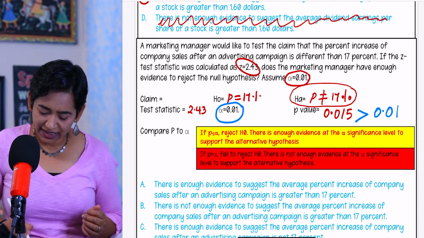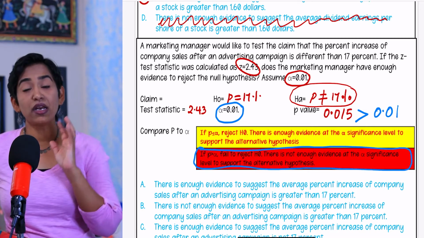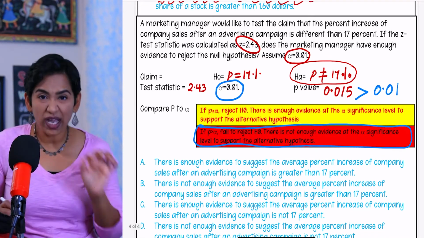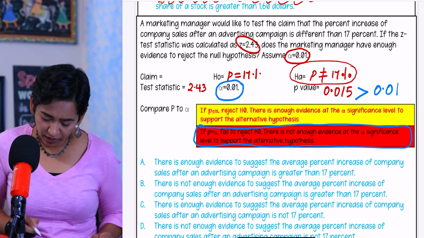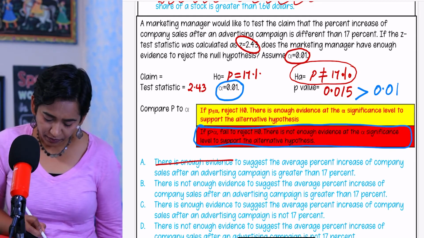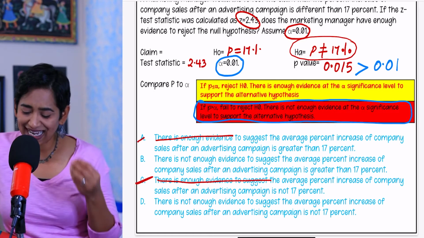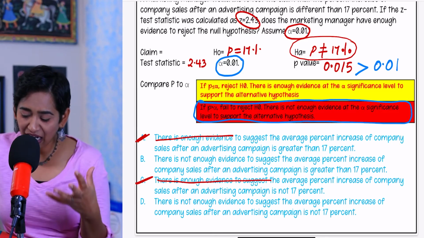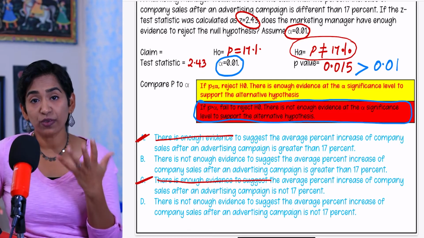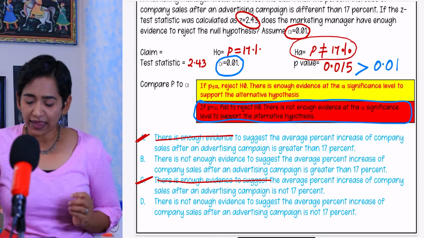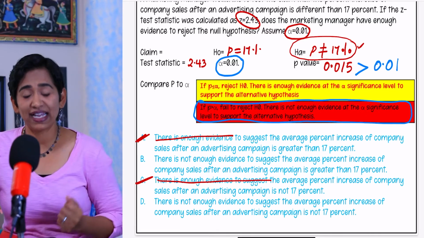I use my second verbiage, or the second terminology. How do I say that? There is not enough evidence. So I'm going to go ahead and cancel off everything that has enough evidence. So this is gone. Scroll up a little bit. And this is also gone. So my options A and C are gone, right? Now what do I say? There is not enough evidence at alpha significance level to support my alternative. So remember, I'm supporting my alternative. What is my alternative? That the percent is not equal to 17%, or it's different than 17%.